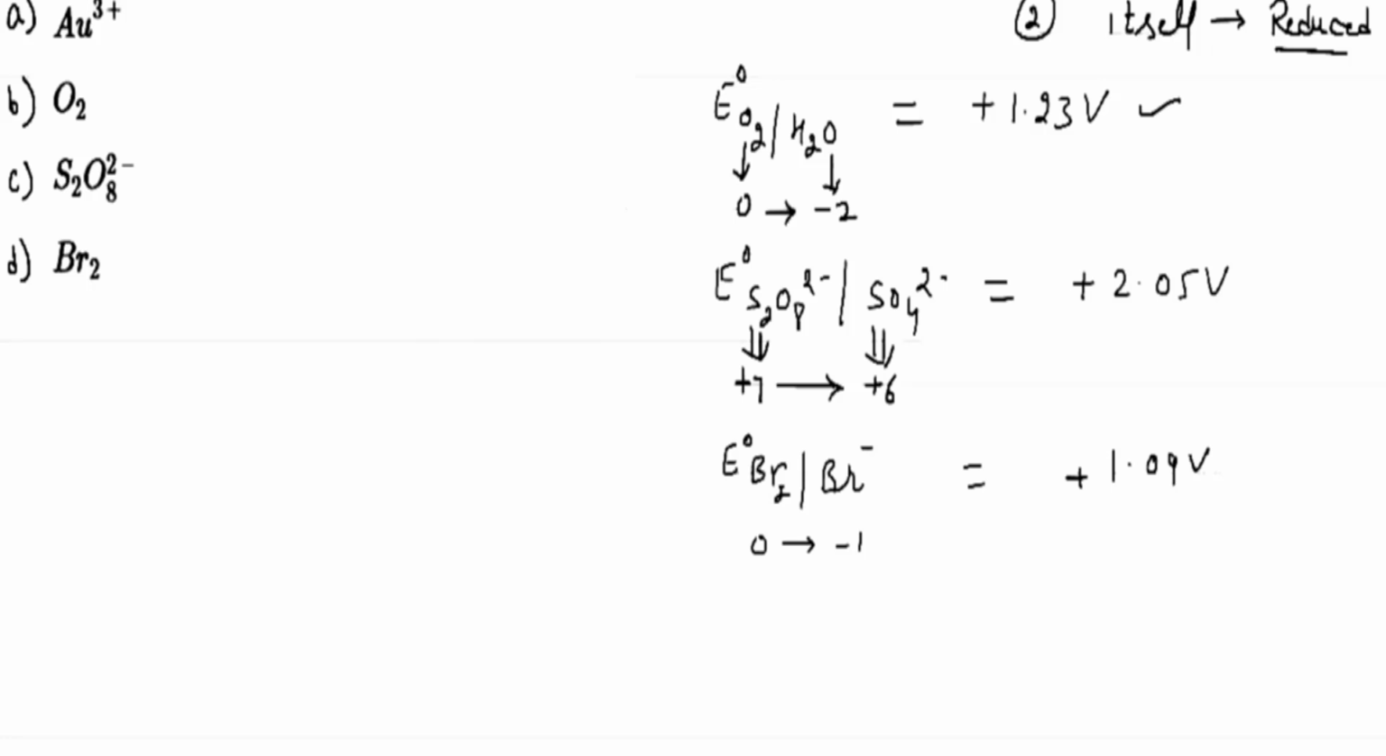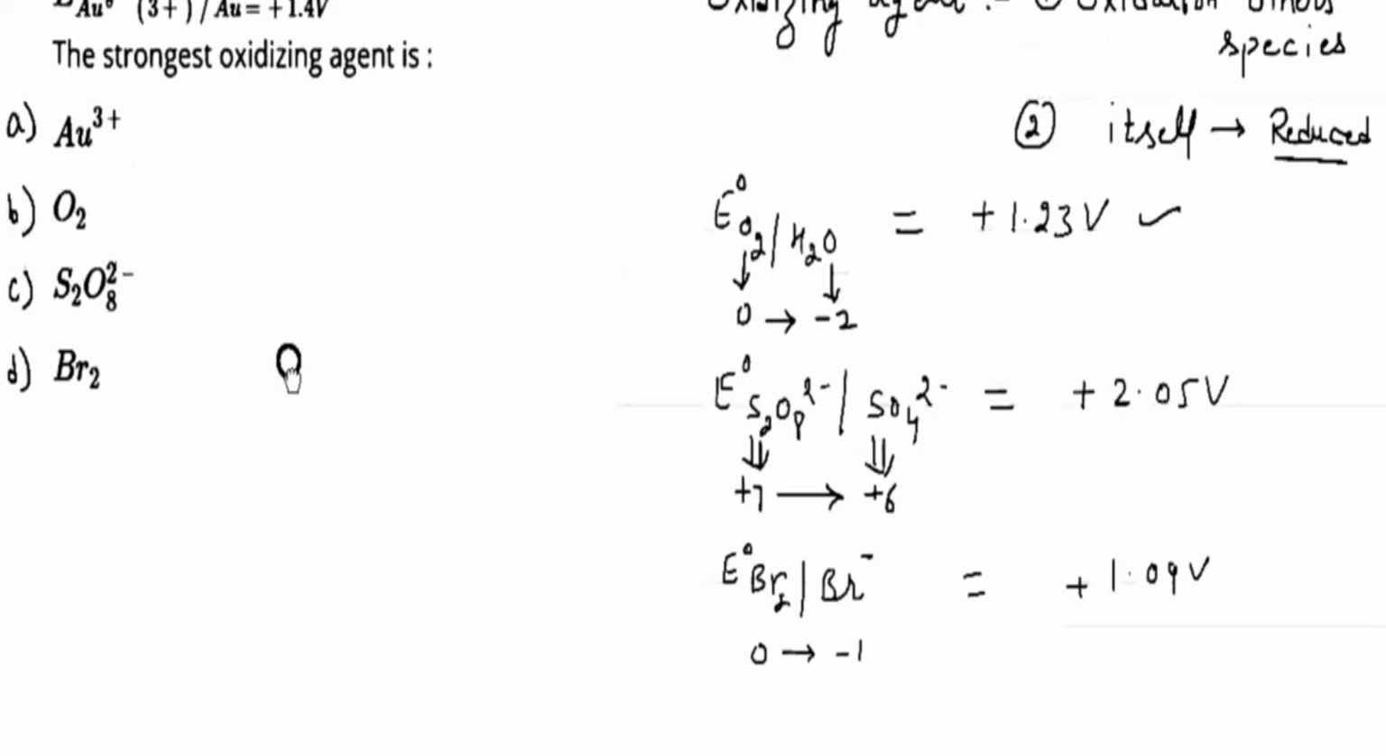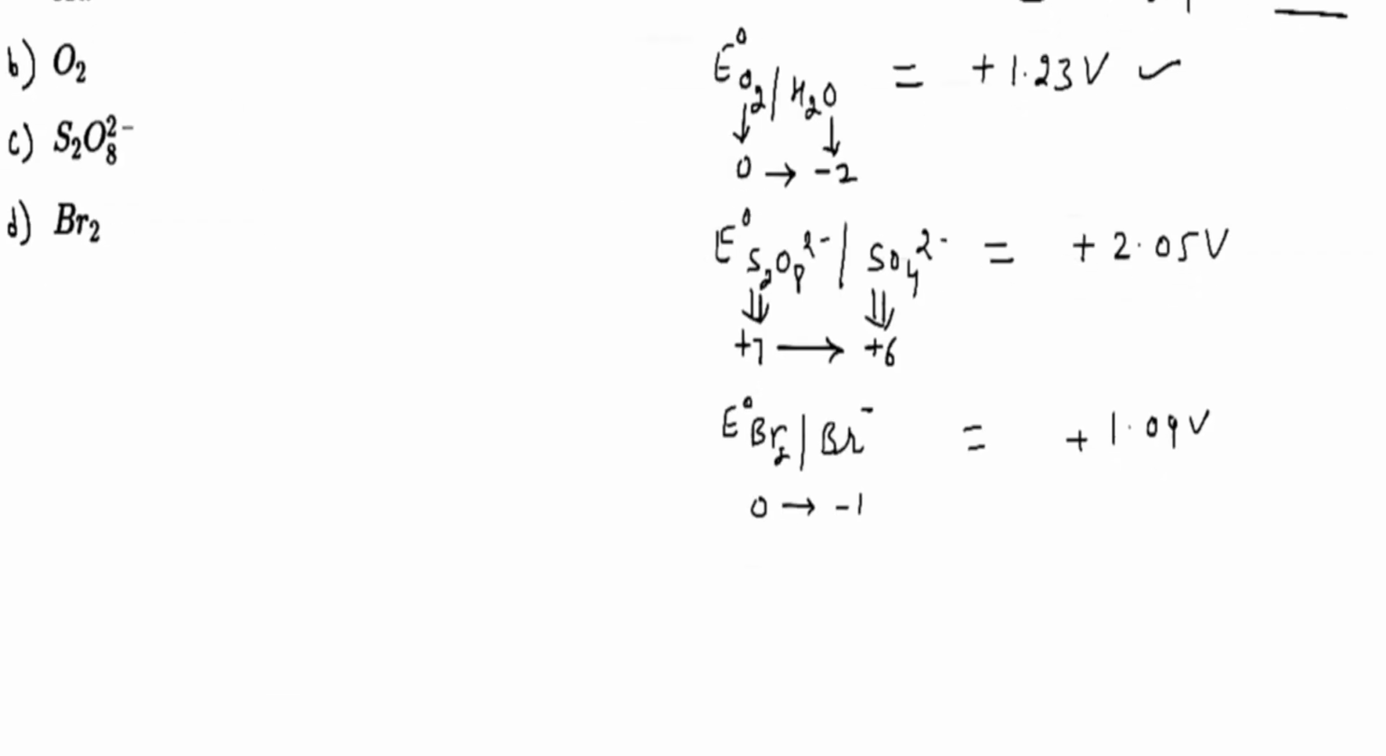And the last one is Au3 positive to Au. For this the value is 1.4 volt. All the values are positive. Here also the oxidation number goes from 3 to 0, which means decrease in oxidation number, so reduction is taking place. So from this data, all of these are reduction potential values.